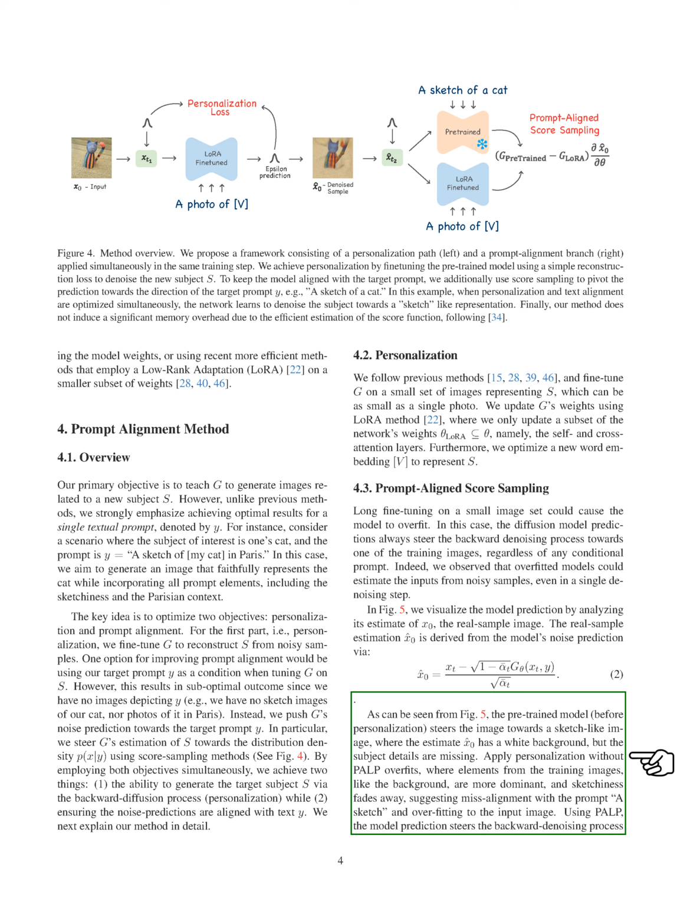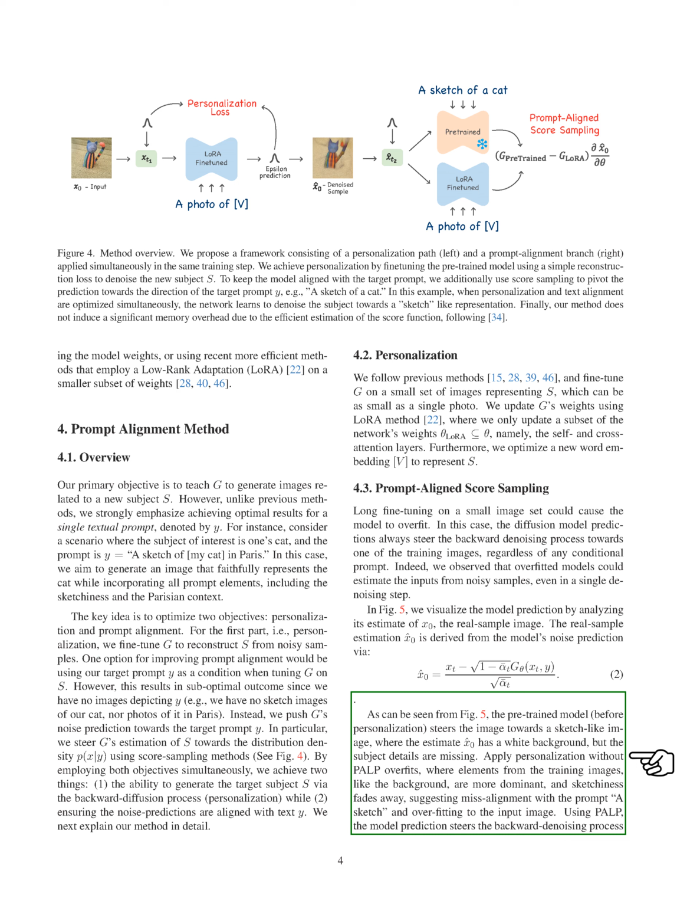This suggests that the model is not aligning with the prompt, a sketch, and is overfitting to the input image. However, when we use PALP, the model's prediction guides the denoising process towards a sketch-like image, while still being personalized. For example, a cat-like shape is restored. Our main idea is to encourage the model's denoising prediction to align with the target prompt.